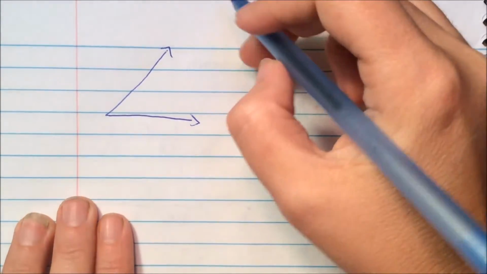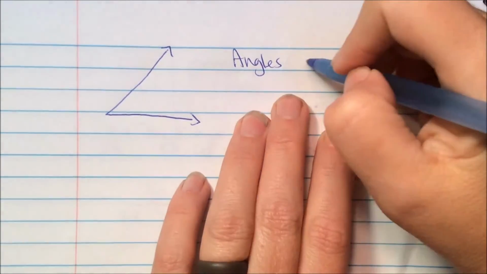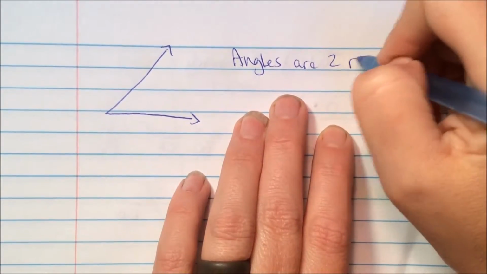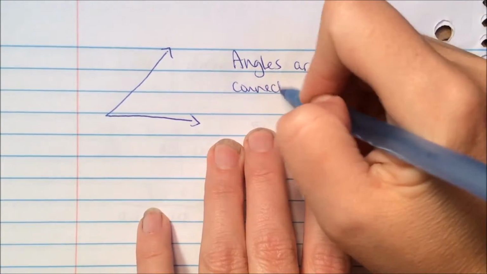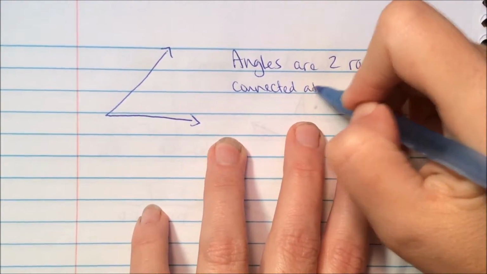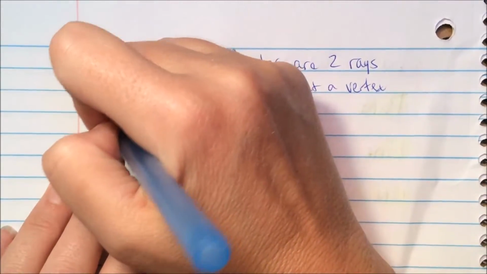Okay, so angles are two rays connected at a vertex. Let's write that down. Angles are two rays connected at a vertex. So this is the vertex.